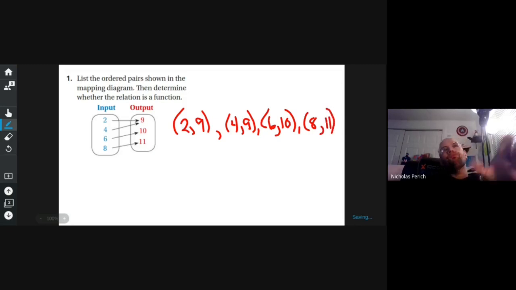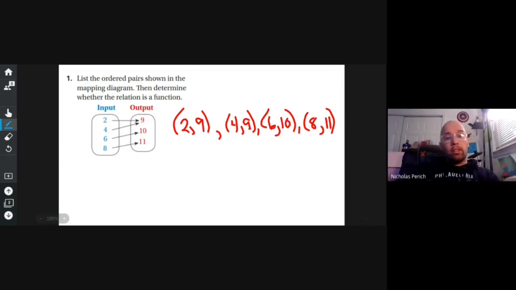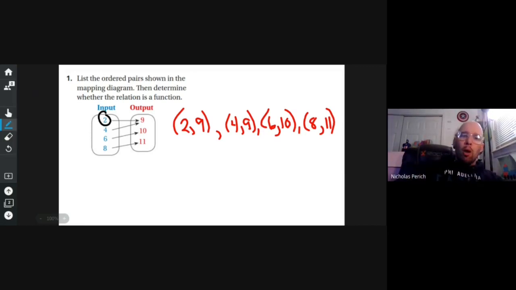Good. A function is a function if x's are only used once. If the x's repeat, then it's no longer a function. So do any of these x's repeat? Nope. You only go to one thing, you only go to one thing, you only go to one thing, and you only go to one thing. So determine whether the relation is a function. Oh, it's a function, all right.